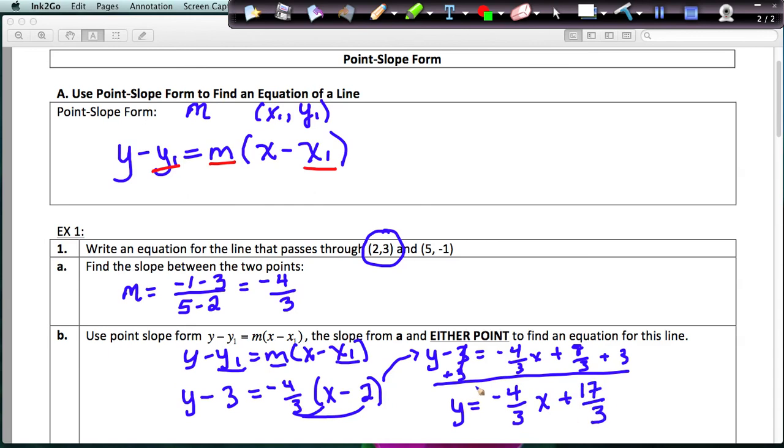We found the equation of our line, and we have the slope, which we already knew was -4/3, and we also have the y-intercept now, which is 17/3.